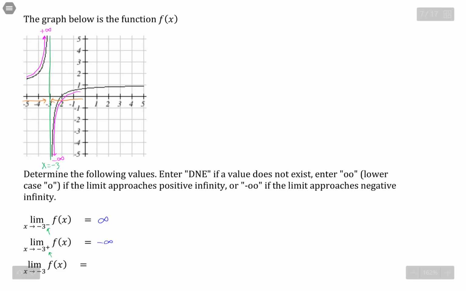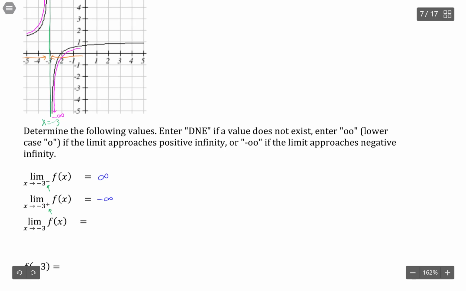Now, to make a determination about the limit itself, we compare these two values. If they are equal, even if it's both positive infinity or both negative infinity, if they are equal, we go ahead and say that the limit exists and is that particular value. But if they are not equal, which is the case this time, so they're not equal, then we say the limit does not exist.